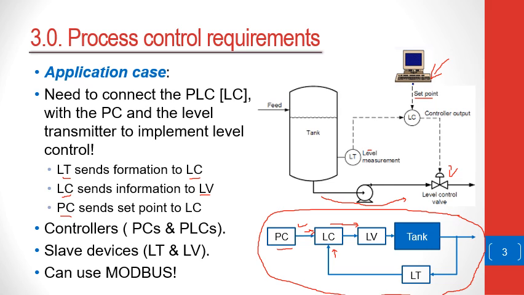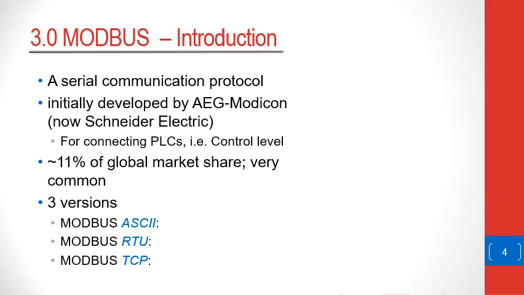So in this diagram, you can see that there are controller devices. This would be the PC and the PLC. There are also typical what are called slave devices, which will be the level transmitter and the level valve. And this setup, this method of controlling, this feedback control, can be implemented with the help of Modbus communication.